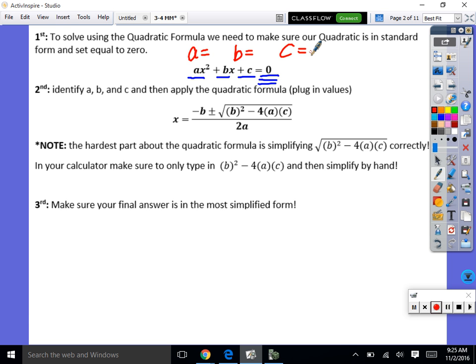X equals negative b plus or minus the square root of b squared minus 4ac all over 2a, and that helps them memorize it.